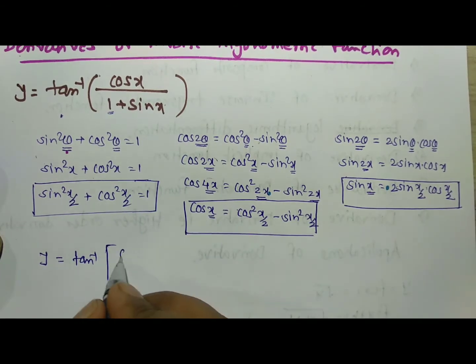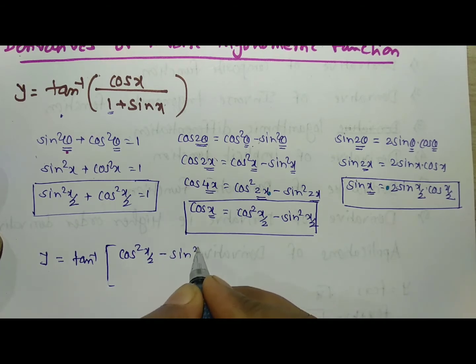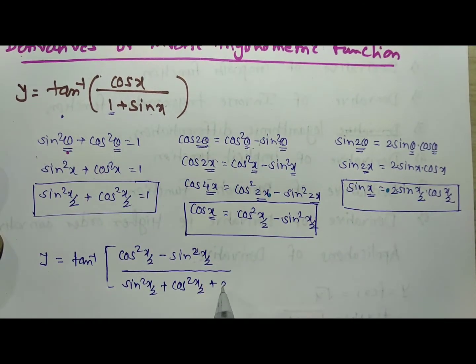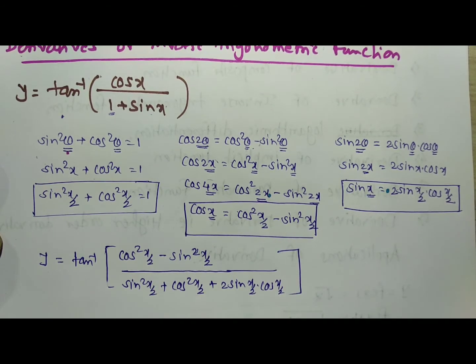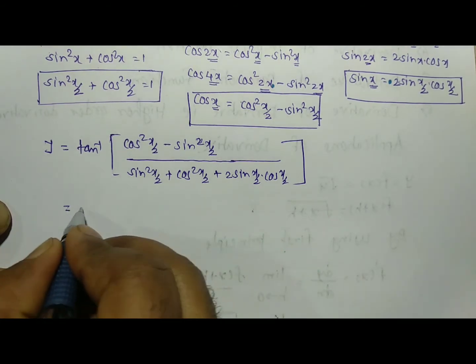Consider y is equal to tan inverse, and inside the bracket cos x is written as cos square x/2 minus sin square x/2, divided by 1, which is written as sin square x/2 plus cos square x/2, plus sin x, which is written as 2 into sin x/2 into cos x/2. And by putting those values you can find the derivative of that inverse trigonometric function as considered here.